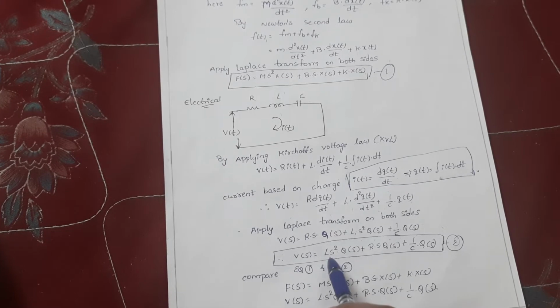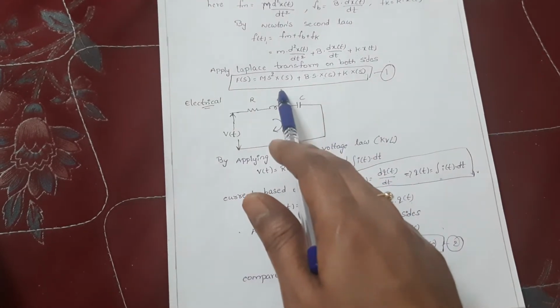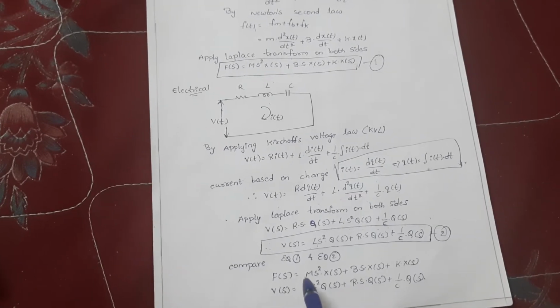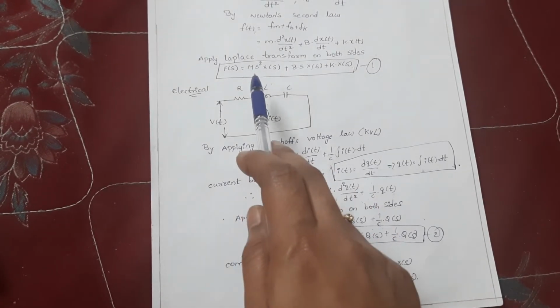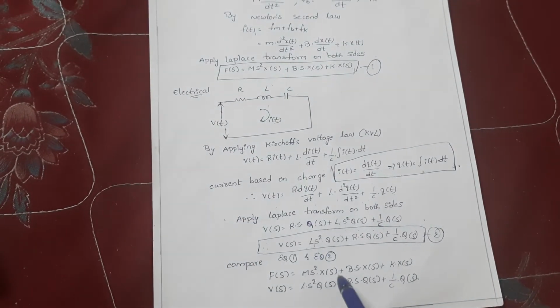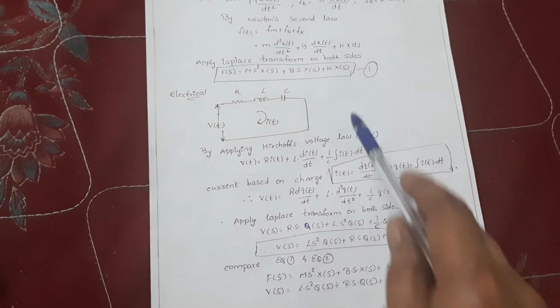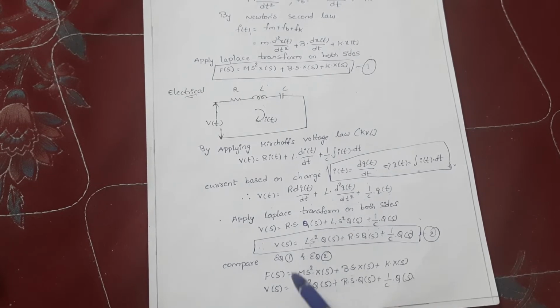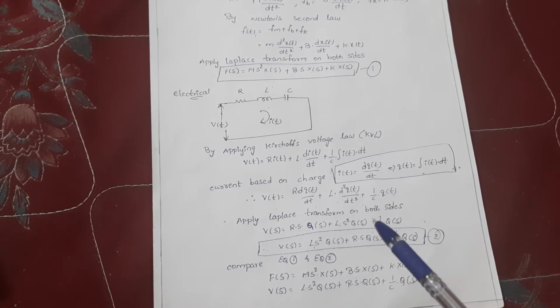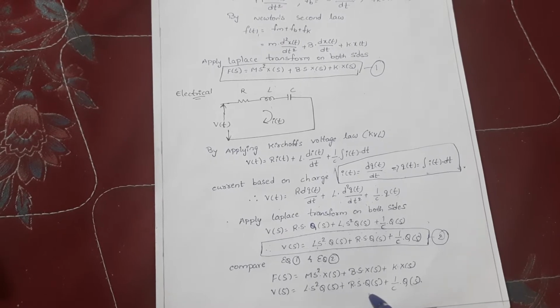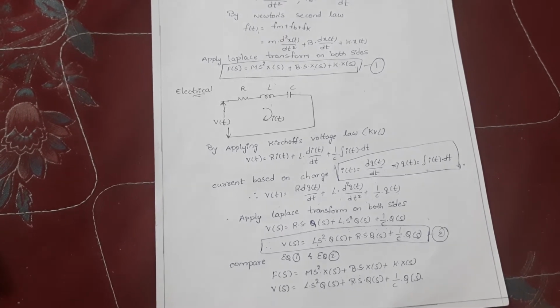So compare this equation with this equation. See, s square, what is there? M. I wrote both the equations here. What equation did you get here? M s square x of s plus B s x of s plus K into x of s. And this equation, what did I get? V of s is equal to L s square q of s plus R s q of s plus 1 by C into q of s.